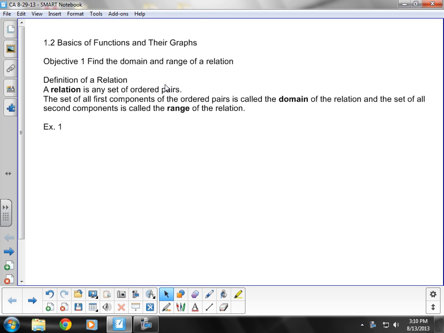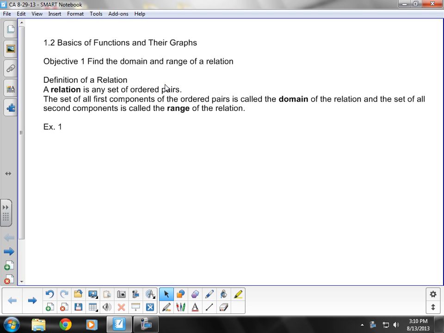We're going to talk about 1.2 in your book. It's called The Basics of Functions and Their Graphs. The objective 1, there are 9 different objectives that we'll be covering in this section. The first objective is to find the domain and range of a relation.